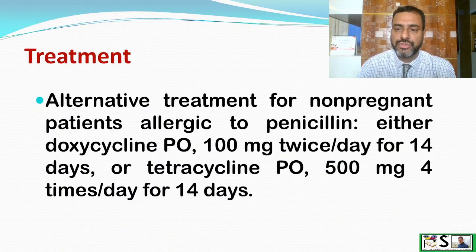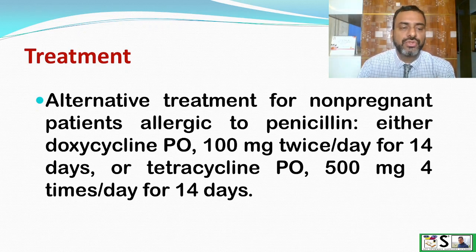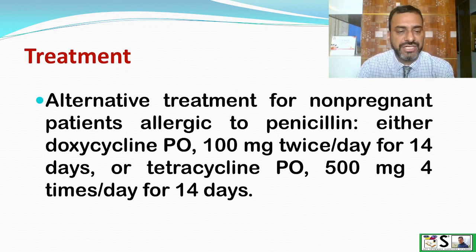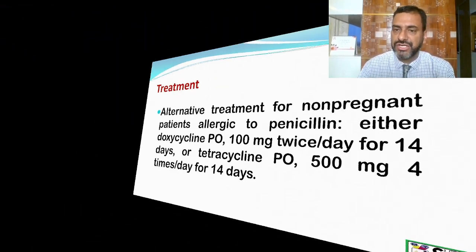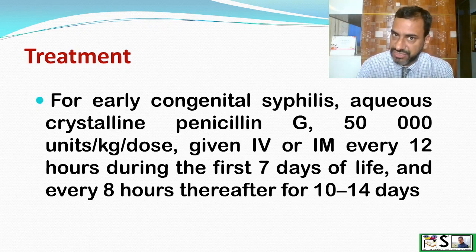Alternative treatment for non-pregnant patients who have allergy to penicillin: doxycycline 100 mg twice a day for 14 days, or tetracycline 500 mg 4 times a day for 14 days. And for congenital syphilis, aqueous crystalline penicillin G 50,000 units per kg body weight given IV or IM every 12 hours during the first 7 days, and then 8 hourly for 10 to 14 days.